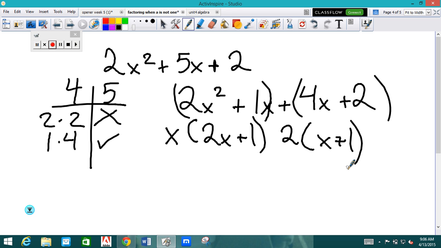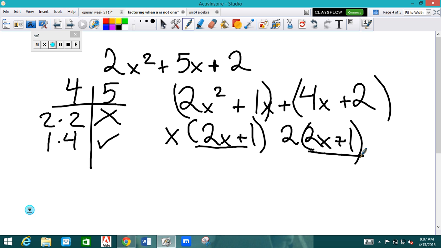If you did this step right, what's in the parentheses here should match. If it doesn't match, something went wrong. Okay? So it should match. So in this case, it matches, I'm okay.